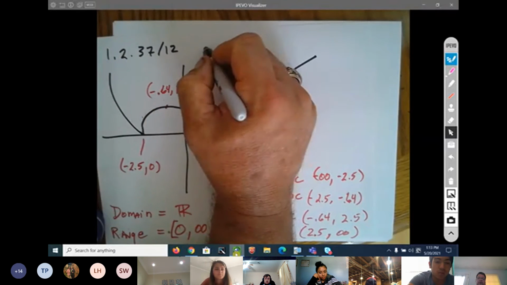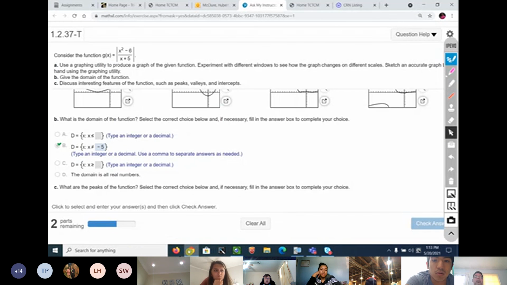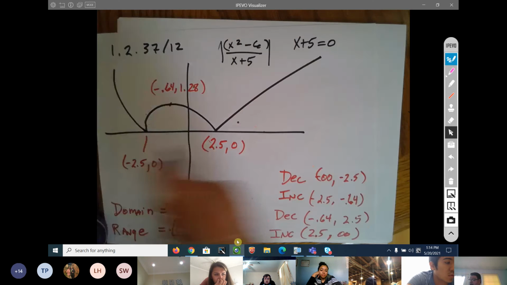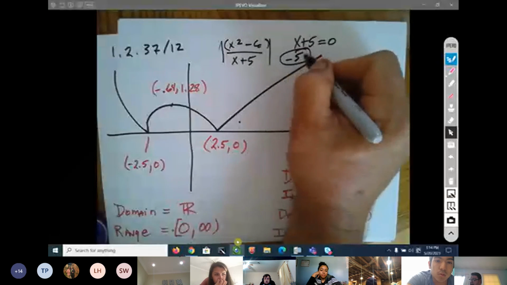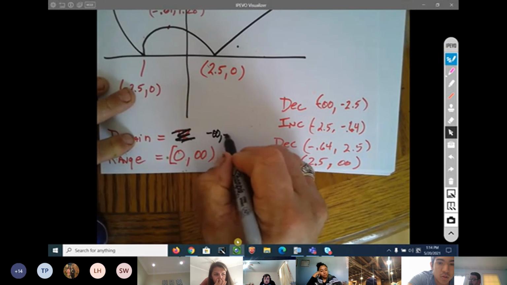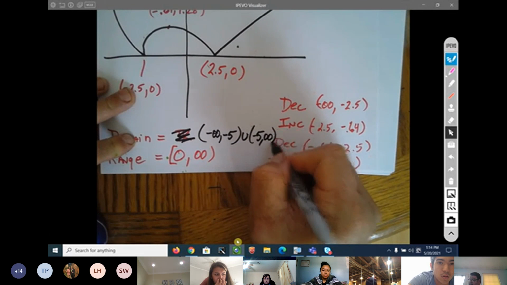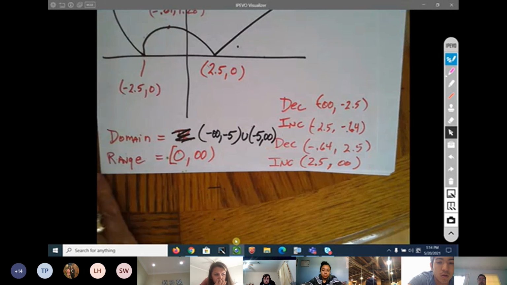What is it? Absolute value of what? I messed up. X squared minus 6 over x plus 5. You got to put that x plus 5 equal to 0. I forgot that. I'm sorry. So negative 5 will give you 0. You can't have negative 5. So the domain is negative infinity to negative 5 and negative 5 to infinity. My bad. Sorry about that.